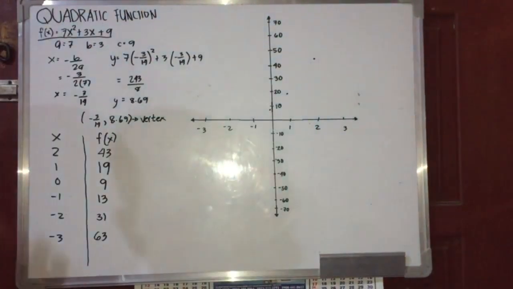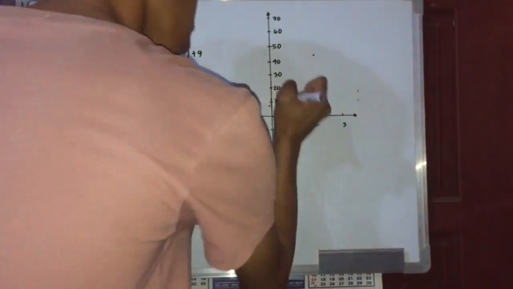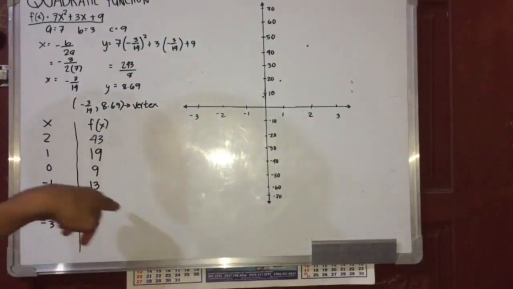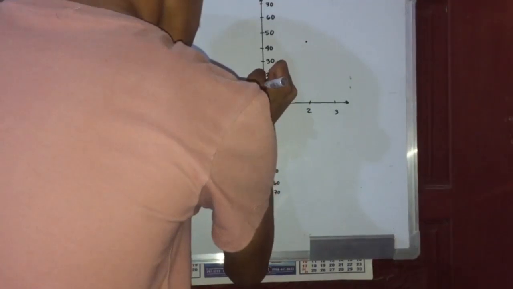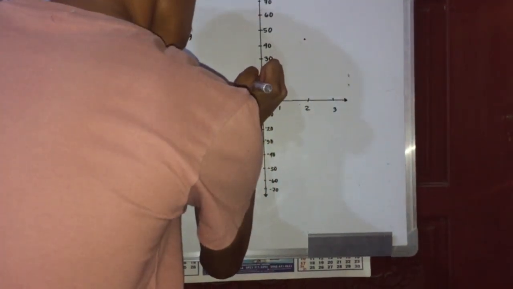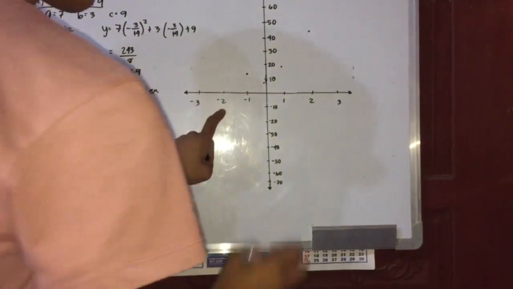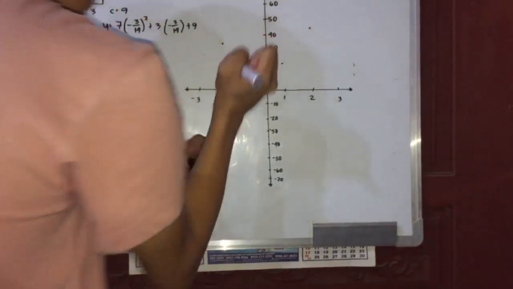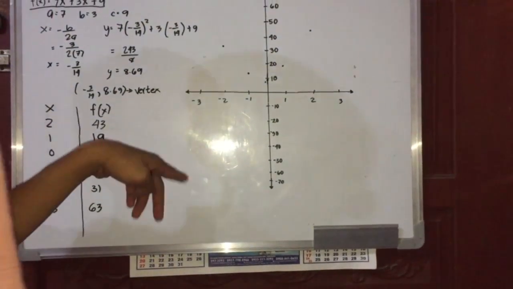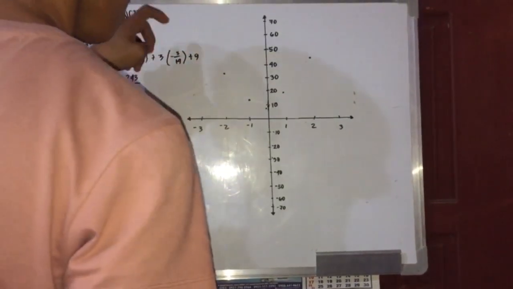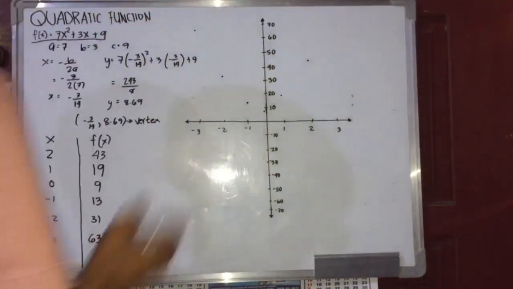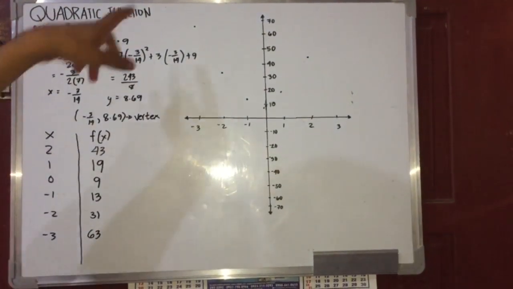Next is 0 and 9, approximately here. Then -1 and 13. -2 and 31. And -3 and 63. So it's time for us to connect our ordered pairs.